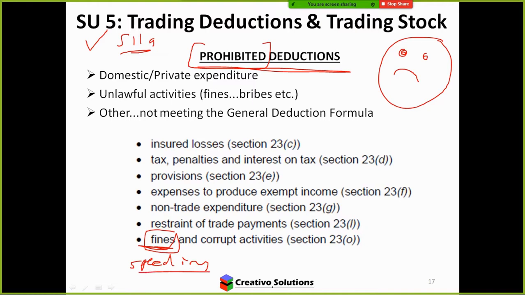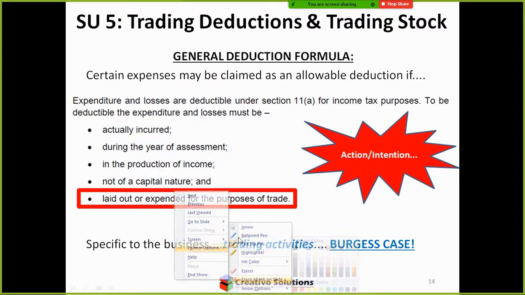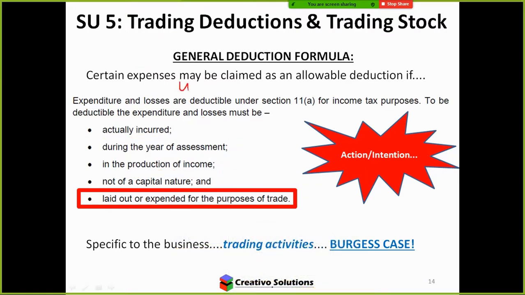A speeding fine. So let's go back to the general deduction formula. Let's assume you're Uber. You're running a business, it's your Uber business. You got a fine, a speeding ticket.